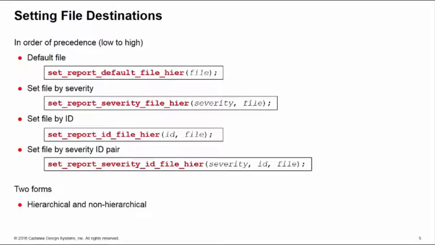Now these methods come in two forms, hierarchical and non-hierarchical. The non-hierarchical forms just have the name without the underscore HIER on the end of the method name. They affect only a single part of the hierarchy to which they're applied. The hierarchical forms, as shown here, apply to the component to which they're applied and everything under that component. Take note of the precedence order here. Your report will only be written to a single file. You cannot write a report to multiple files using these methods.